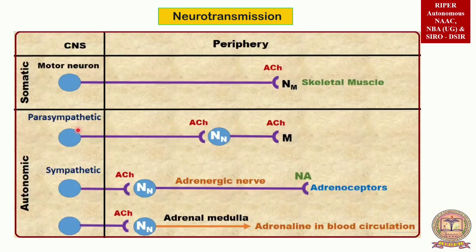In case of the autonomic nervous system, it does not matter whether it is parasympathetic or sympathetic nervous system. The neurotransmitter released by the preganglionic neuron is always acetylcholine, but it is different for postganglionic fiber. In parasympathetic nervous system, acetylcholine is released by the postganglionic fiber, whereas noradrenaline will be released by the postganglionic fiber in the case of sympathetic nervous system. Finally, when acetylcholine binds with the receptors present on the adrenal medulla, it triggers the release of adrenaline in blood circulation.